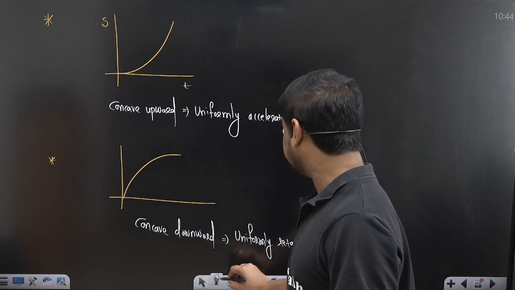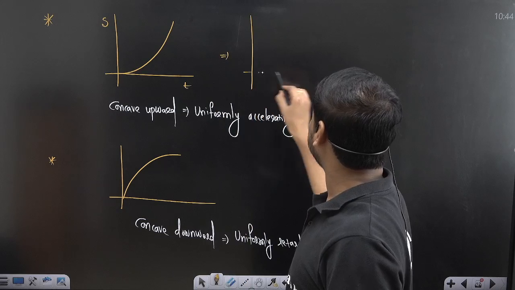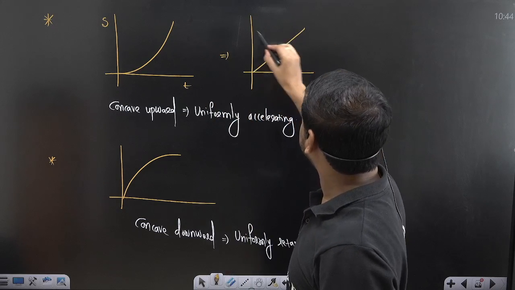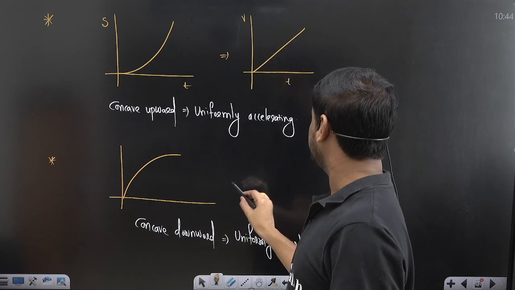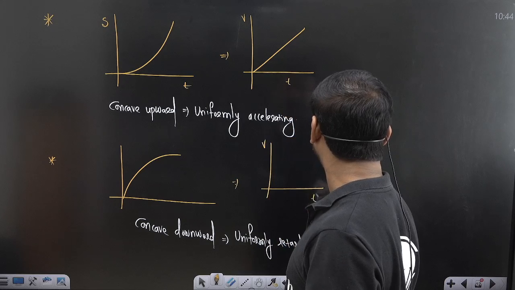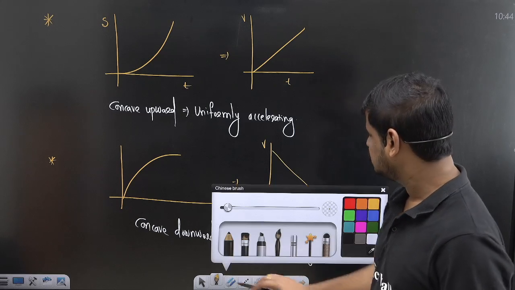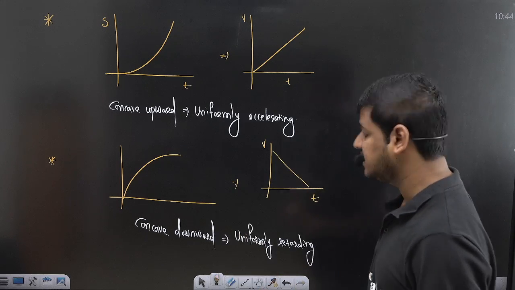Okay, and then what is the respective VT curve for this? It's going to be like this. So this is the respective VT curve. And what is the respective VT curve for this? The respective VT curve for this is like this. Understanding? Clear? So this is the part related to graphs.